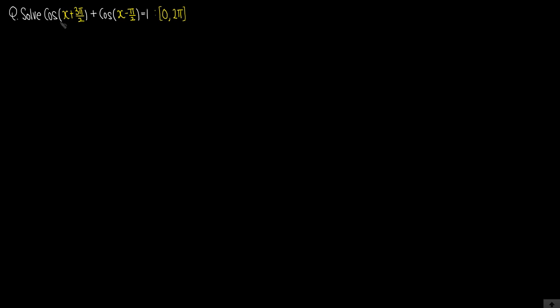So in this video, we're going to solve cosine of x plus 3 pi over 2 radian plus cosine of x minus pi over 2 radian is equal to positive 1. And we have to visualize the domain restriction, which is the interval between 0 to 2 pi radian.